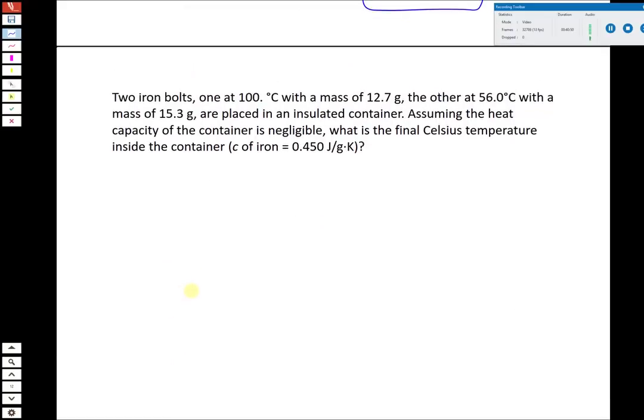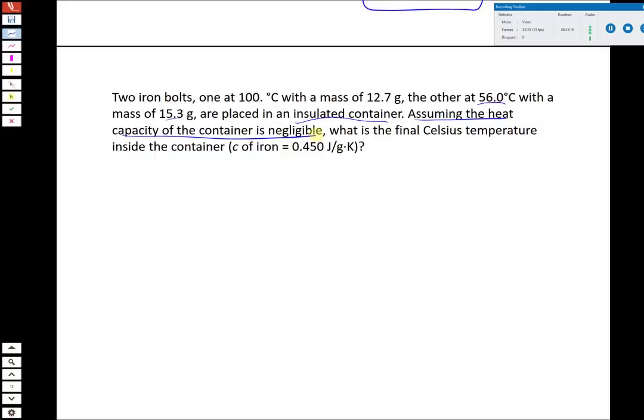Alright, so this one is another heat transfer problem. We have 2 iron bolts, one at 100 degrees with a mass of 12.7, the other at 56 with a mass of 15.3, placed in an insulated container. So assuming the heat capacity of the container is negligible, and what that sentence is telling us is that we only have heat transfer between the 2 pieces of iron, not to any other components in this experiment, what is the final Celsius temperature inside the container?